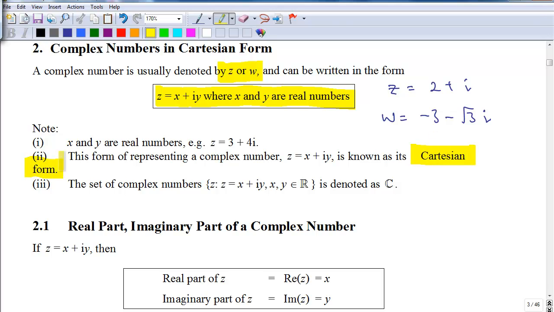It's important to note that when I write a complex number in its Cartesian form, the x and the y must be real numbers. The set of complex numbers is denoted by the capital letter C, and is usually written like this: C with a vertical stroke across it.